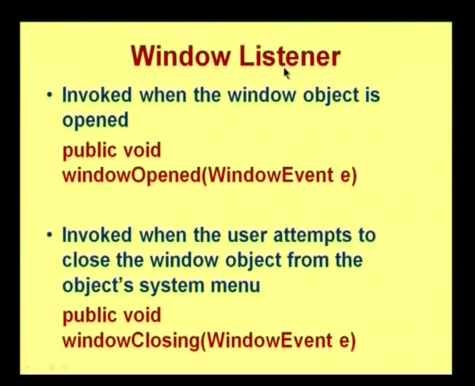Next is your window listener. This window listener is invoked when the window object is opened. So, the windowOpened method is going to be called when I try to open a particular window. Here I get a window event. From the window event, I can get a few parameters regarding the window: my x y position, my height, my width, whatever I have set.